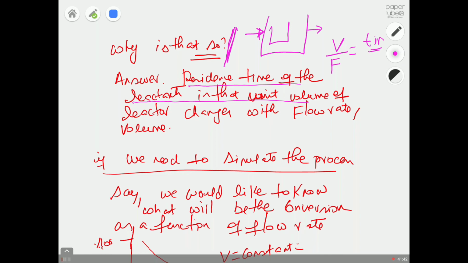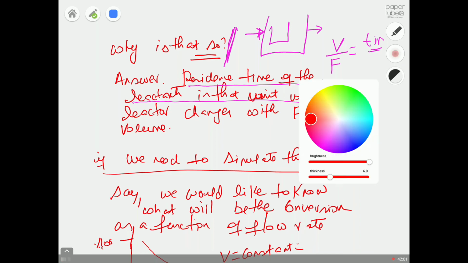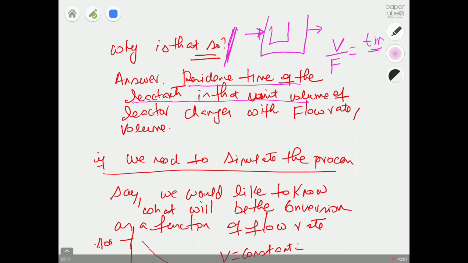So what do I mean by process simulation? At the moment we are talking about CSTR. With respect to CSTR, if you need to simulate the process, let me change to the highlighter for a second. Follow the pink highlighter.